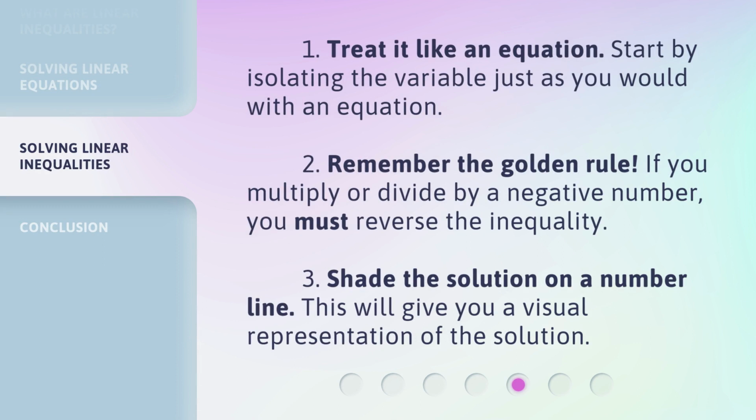1. Treat it like an equation. Start by isolating the variable just as you would with an equation. 2. Remember the golden rule. If you multiply or divide by a negative number, you must reverse the inequality. 3. Shade the solution on a number line. This will give you a visual representation of the solution.